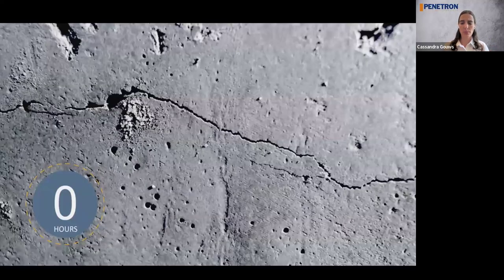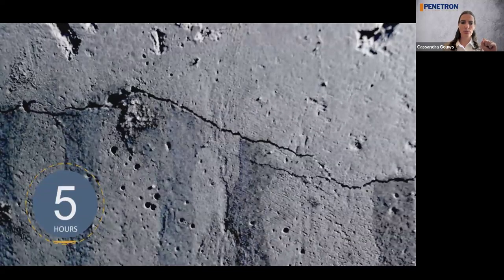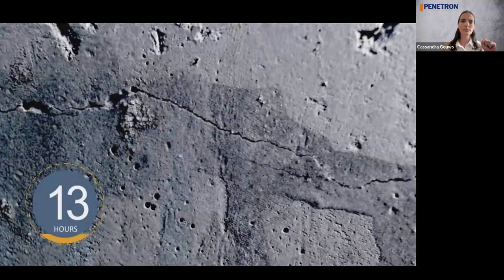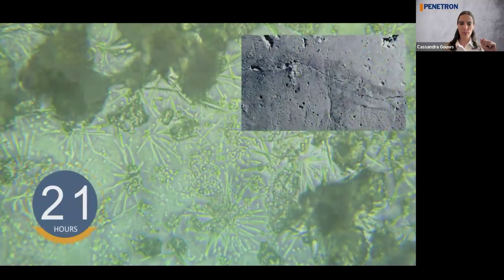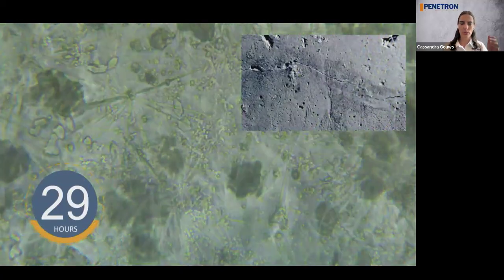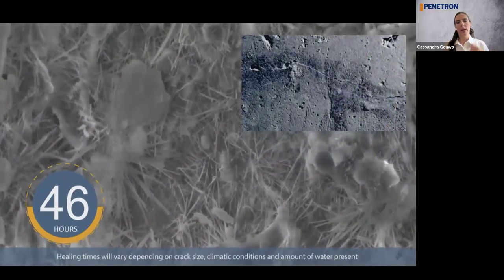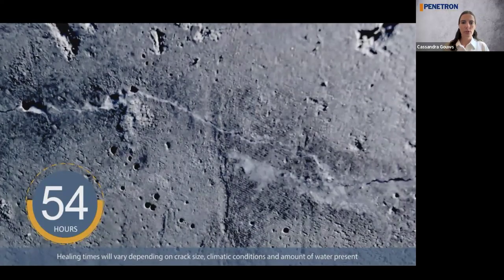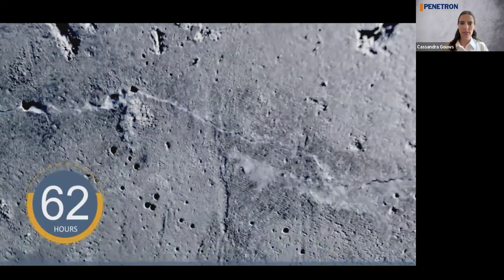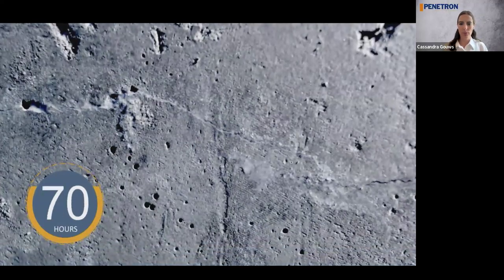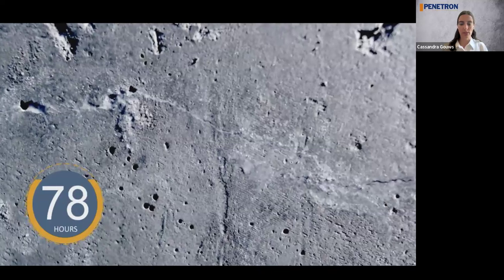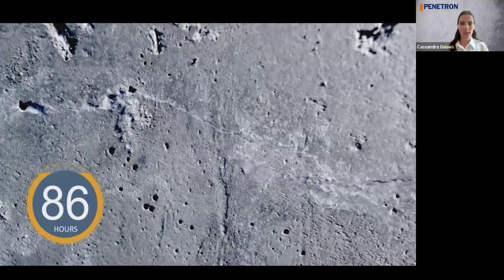This is a very powerful time-lapse video. It's a wall, in this case, that contains Penetron admix, which is a crystalline waterproofing additive. As water runs through this crack, it activates the crystal growth process. That is what the crystals would look like under a microscope. And the more you see the white residue form inside of the crack, the less water leaks through, because those are the crystals, and they are self-healing the concrete.